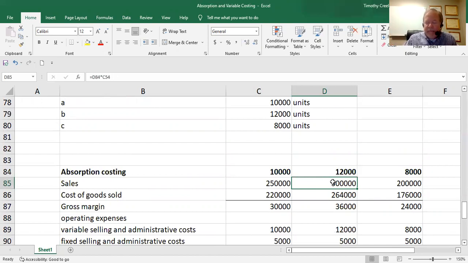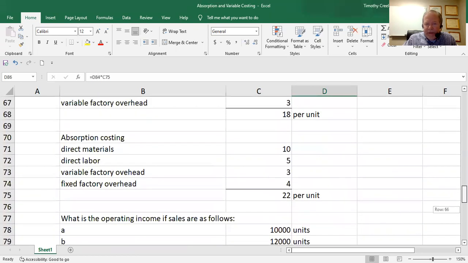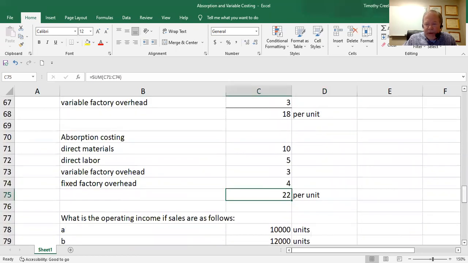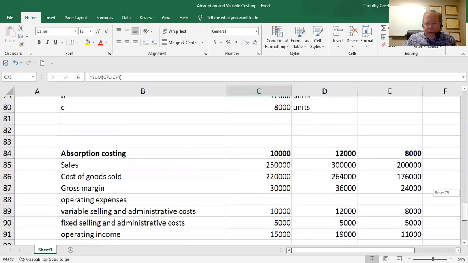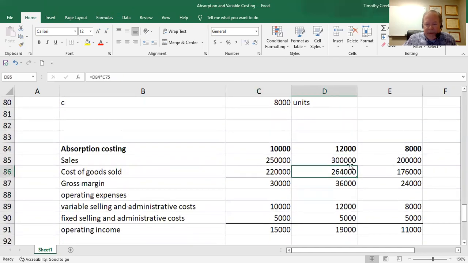We just looked at it a moment ago, and we'd get $300,000. Then we would take the number of units sold times the product cost under absorption costing, which is $22 a unit, and we would get 264,000. Sales minus cost of goods sold gives us our gross margin, in this case, of 36,000.